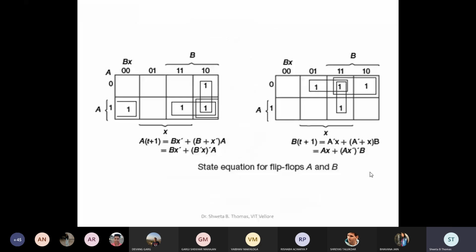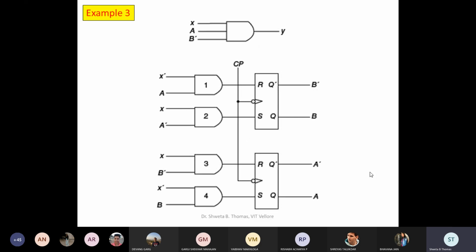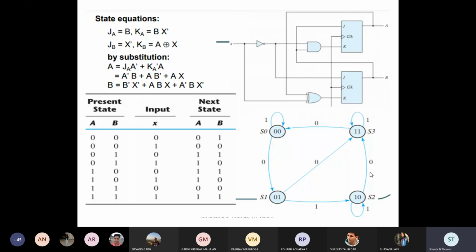But in the exam, I won't keep the question till this. I will keep the question till the state diagram. You understood? So you should be thorough up to this. There may be some modification. But possibly it will be related to either JK or RS, not related to D.